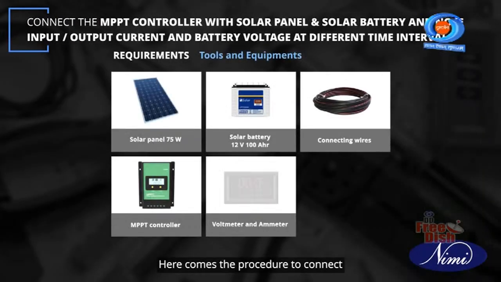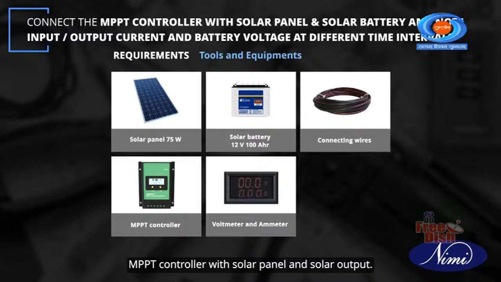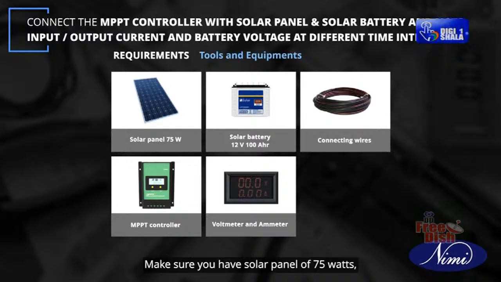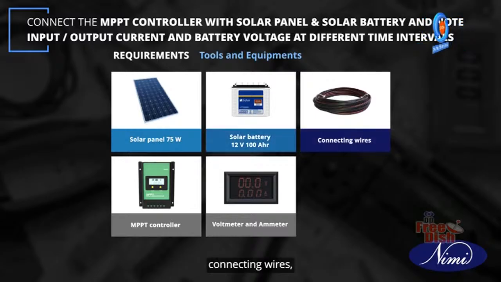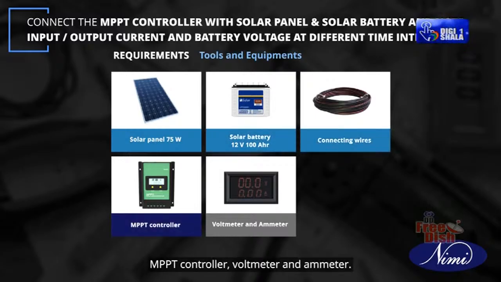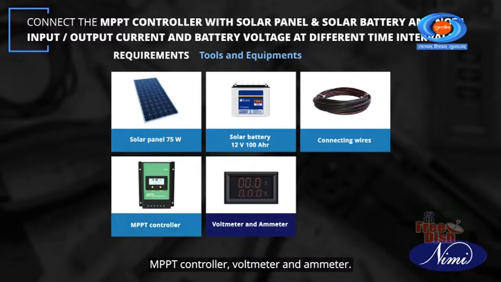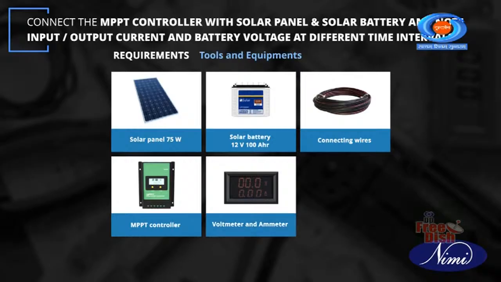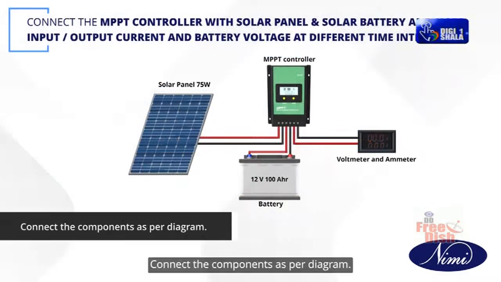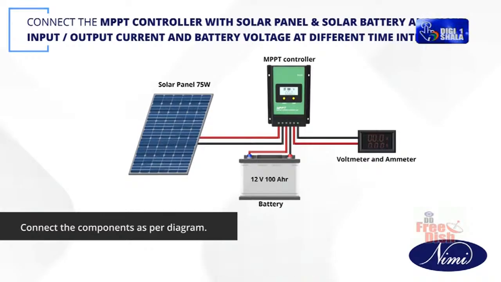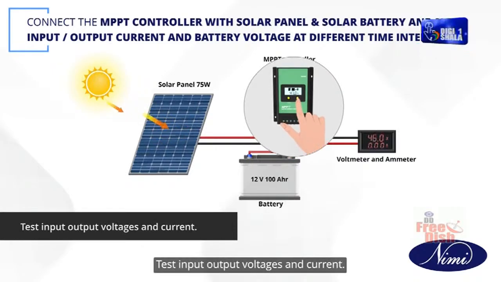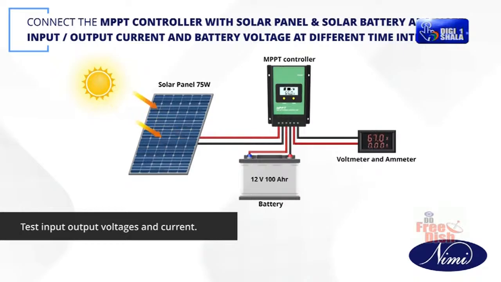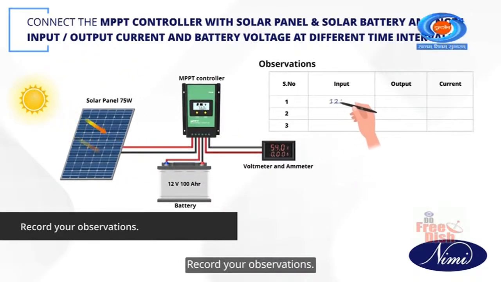Here comes the procedure to connect the MPPT controller with the solar panel and solar output. Make sure you have a solar panel of 75 watts, a solar battery 12 volts 100 ampere hour, connecting wires, MPPT controller, voltmeter and ammeter. Connect the components as per diagram. Place the solar panel in sunlight. Test input-output voltages and current. Record your observations.